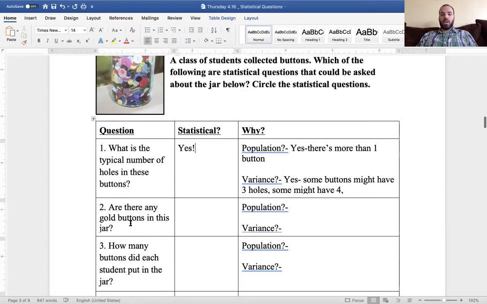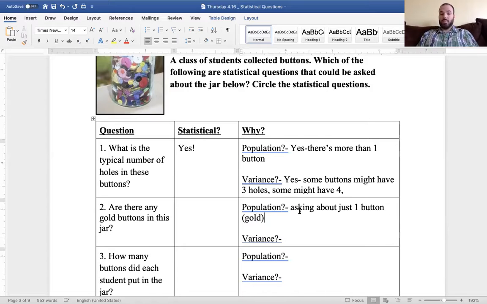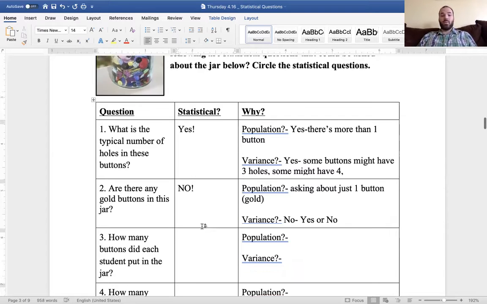Are there any gold buttons in this jar? This is not a statistical question. This is asking about just one button, a gold one if there is one. Is there variance? No. The answer is yes or no. And whenever the answer to a question is yes or no, it's not statistical because that's not considered variance. So if you can answer a question with yes or no, then no, it is not a statistical question.